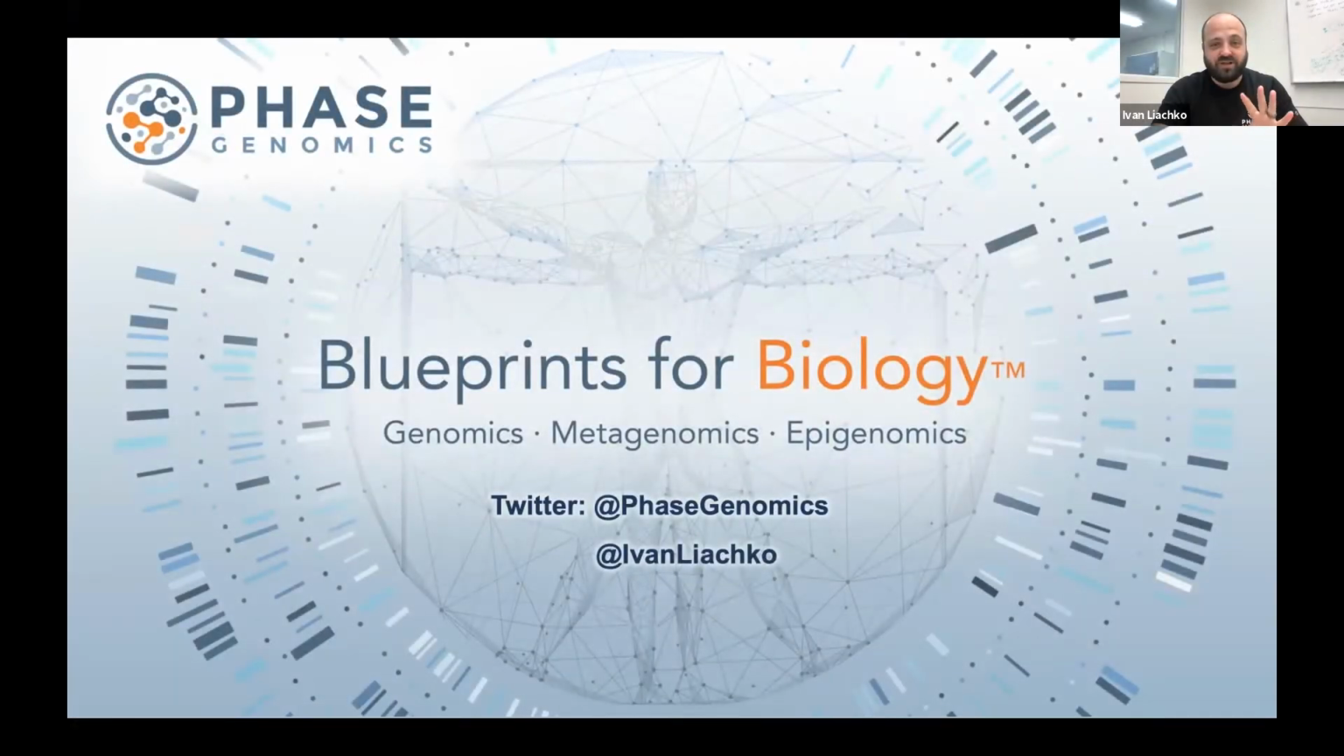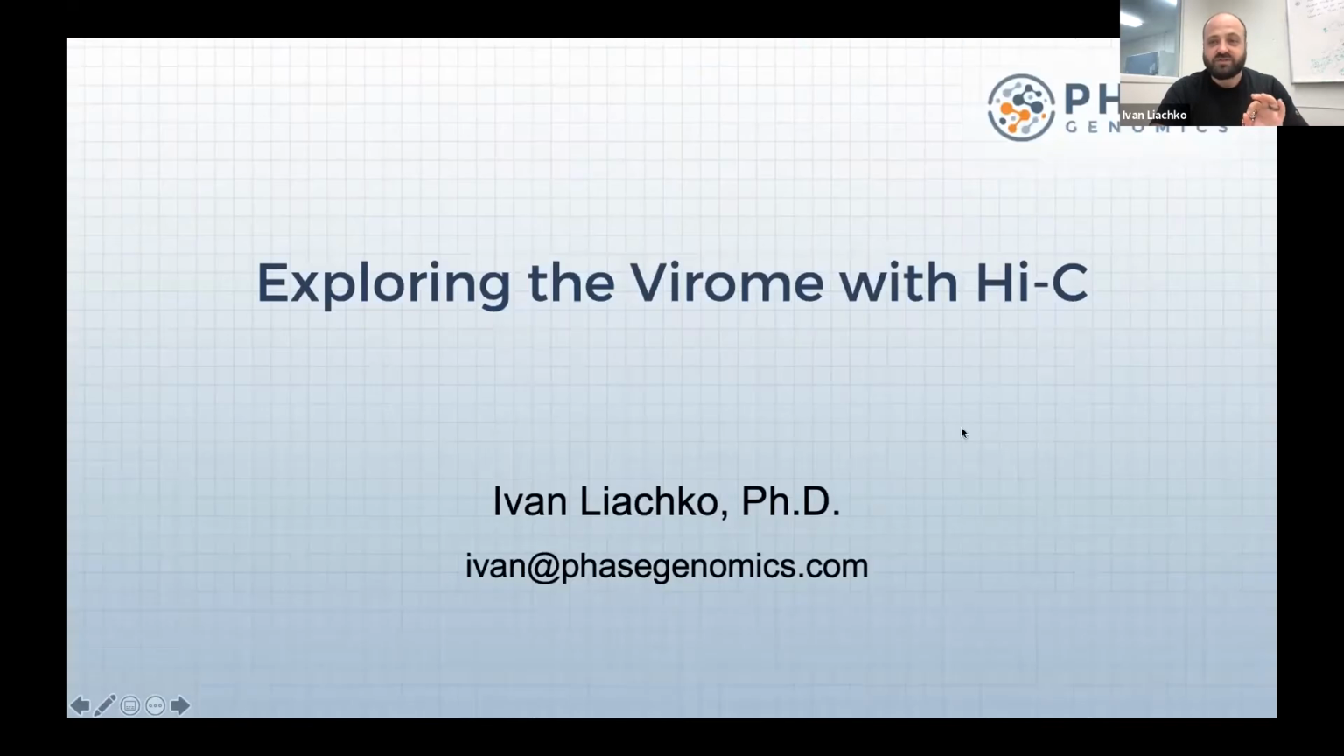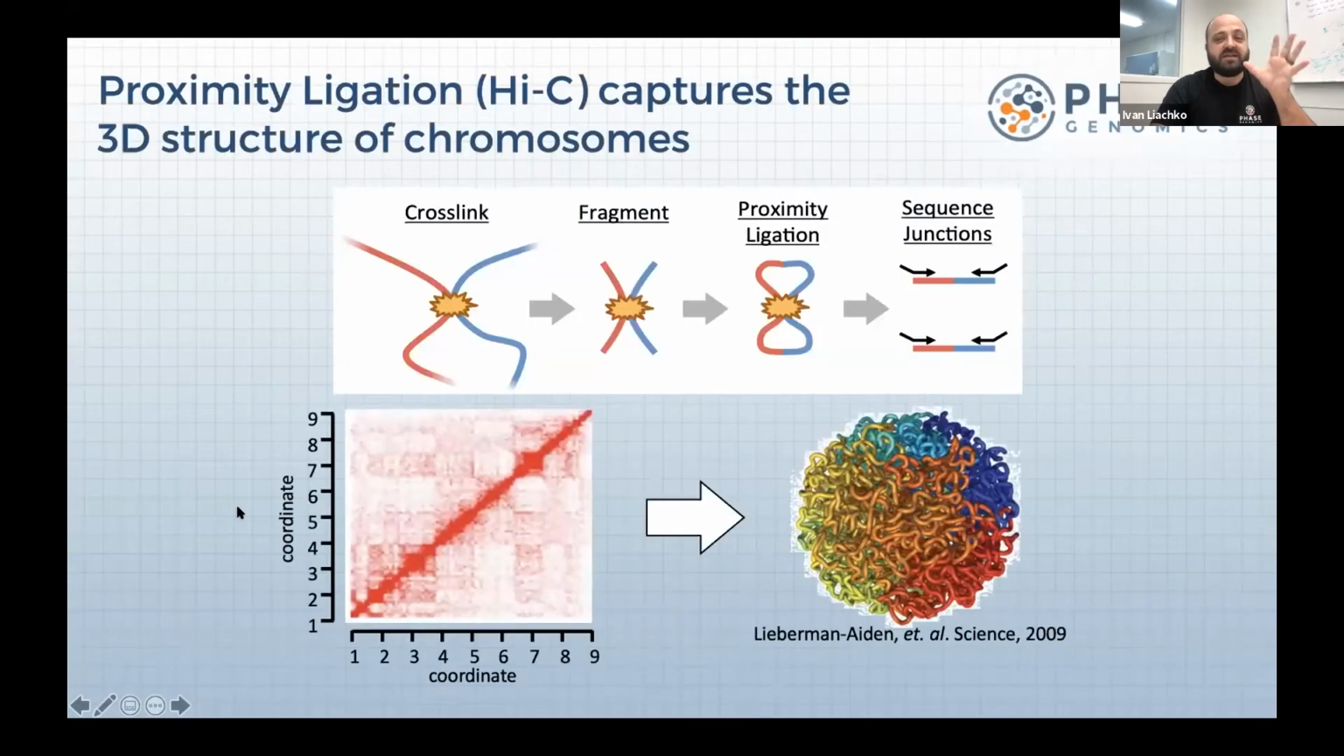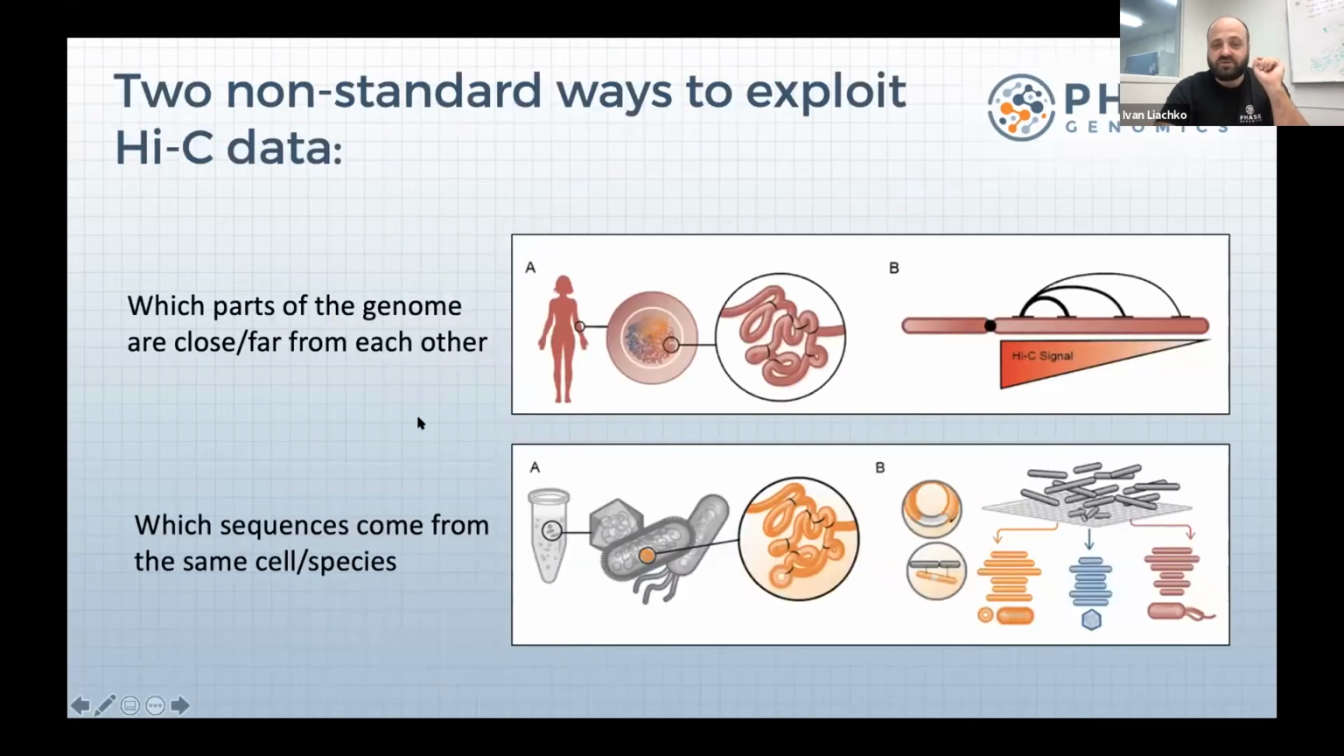I'm going to talk about something that you don't hear about very often, which is using Hi-C to study viruses. Hi-C basically was a method that was originally developed for looking at how a genome folds in 3 dimensions. And we have adopted it to do basically everything else except for the canonical application of the method. And so this data type is super cool because it allows you to answer 2 questions.